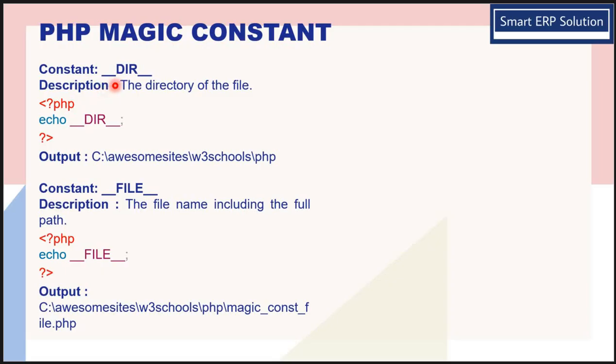Again, constant __DIR__. Description: the directory of the file. Echo __DIR__. The output will be the directory name where the function is running. Again, constant __FILE__, the file name including the full path. If we write echo __FILE__, the output will display the file name with the path.